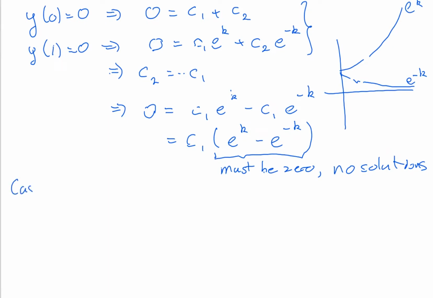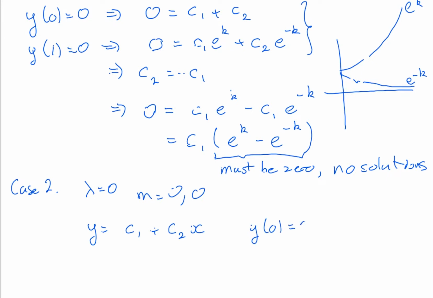Case 2. Lambda equal to 0. That means the roots are 0 and 0. I have a repeated root, which means y is equal to c1 times e to the 0, which is just 1, plus c2 times x. Are there any values of c1 and c2 which give a non-zero solution? Plug in x equals 0, I get y of 0 equals 0 equals c1. Plug in x equals 1, I get c1 plus c2. And you can see there's no solution because the first equation says c1 is 0. Plug into the second equation, I get c2 equals 0. So I get c1 and c2 equal to 0. So I get no non-zero solutions.